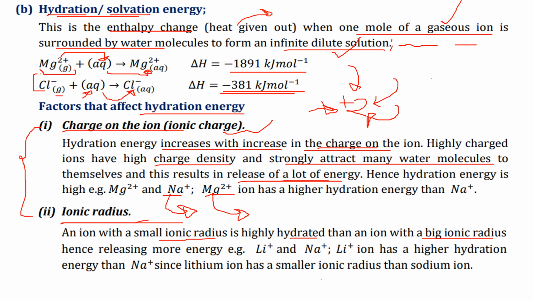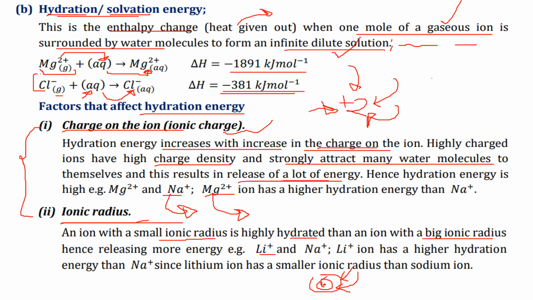Reason being, when you have a small ionic radius, we expect the nuclear attraction to be stronger. And once the nuclear attraction is stronger, water molecules are going to be attracted towards that ion as quickly and as easily as possible. In that process, such an ion with a small ionic radius is going to be heavily hydrated in solution. And the more hydrated it becomes, the more energy is released. With that, we conclude that ions with a smaller ionic radius are going to have higher hydration energy as compared to ions with a larger ionic radius.